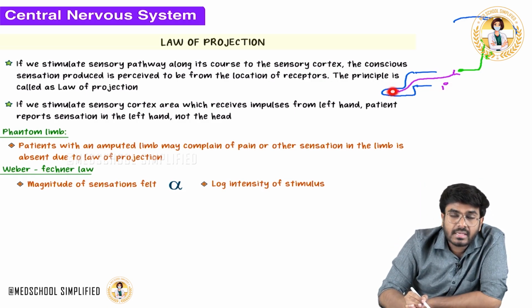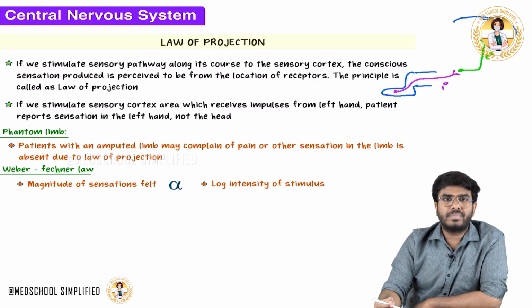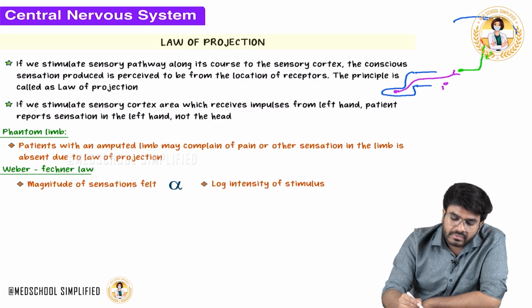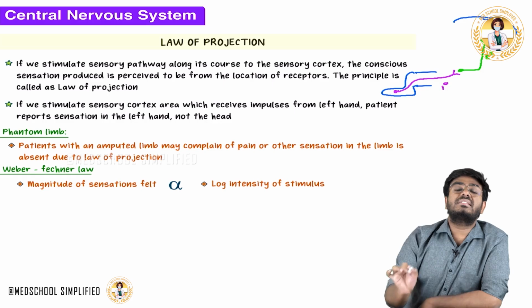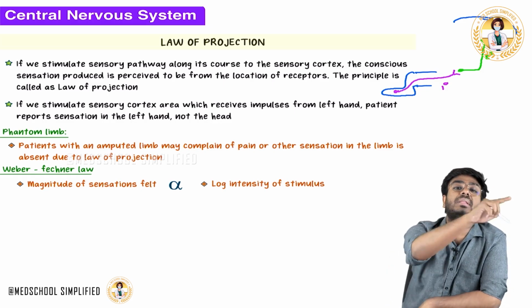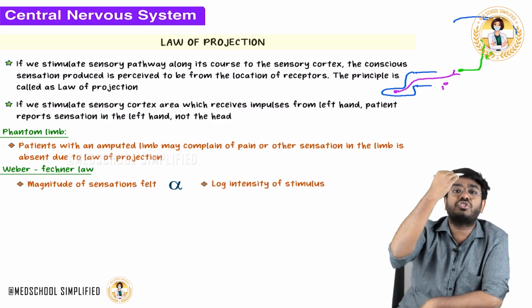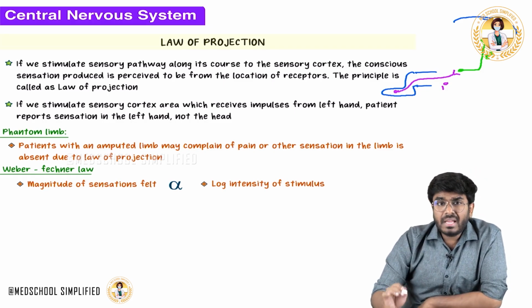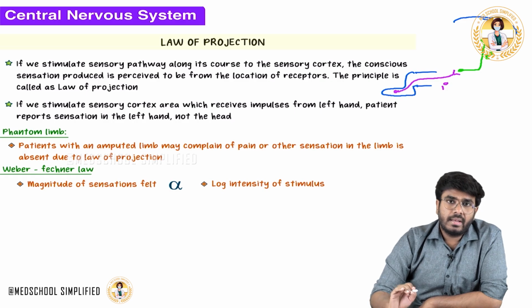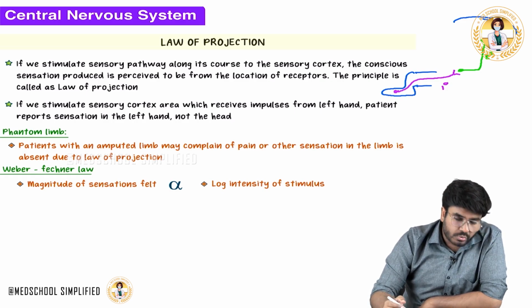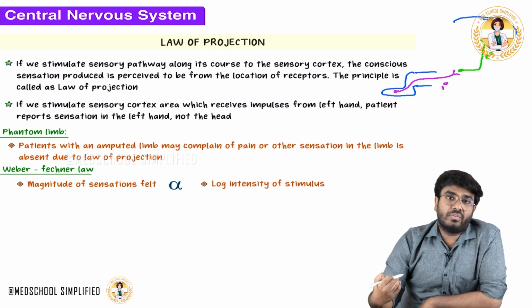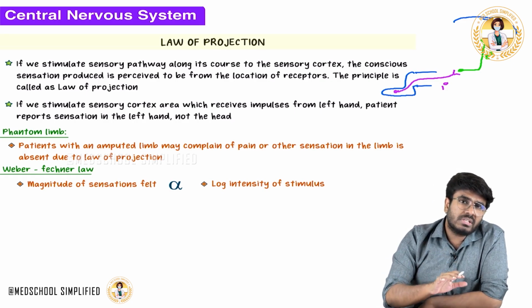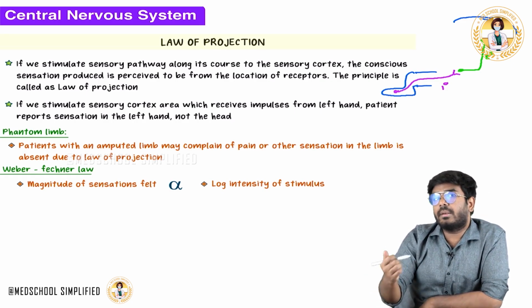He is feeling like someone is touching his feet. So anywhere in this pathway, if you stimulate, he will feel that the sensations are coming down from the receptor level. This is called the law of projection. Now, how is this law of projection going to be helpful for us in clinical practice?